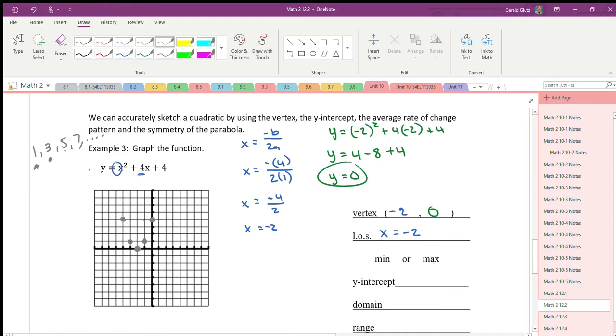So these are like slopes. So my next slope or next rate of change will be 5. So I go up 5, 1, 2, 3, 4, 5, right 1. Same thing to the left side. So here's my little U-shaped graph.